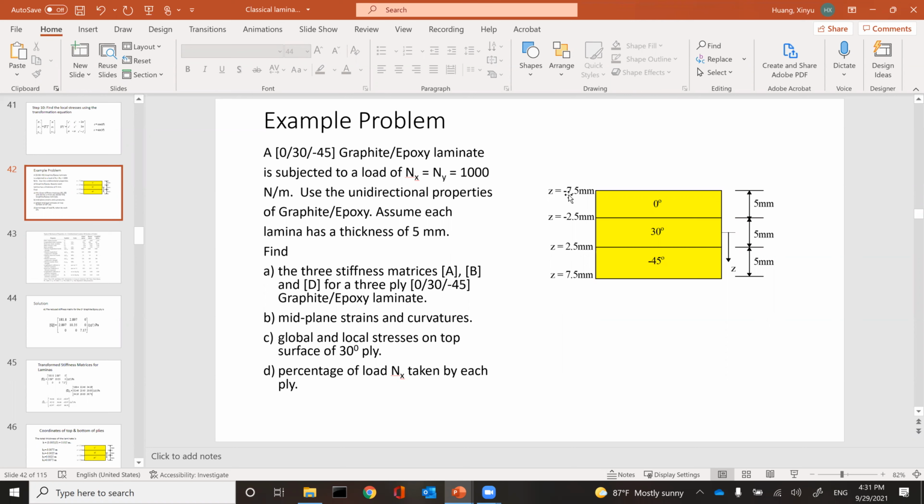And you can integrate sigma x from minus 2.5 to 2.5. That will be the x direction load taken by layer number 2. You can do this integration over different intervals, and that gives you the load taken by each layer. Then you know how the load is partitioned, which layer is taking more load in this design.